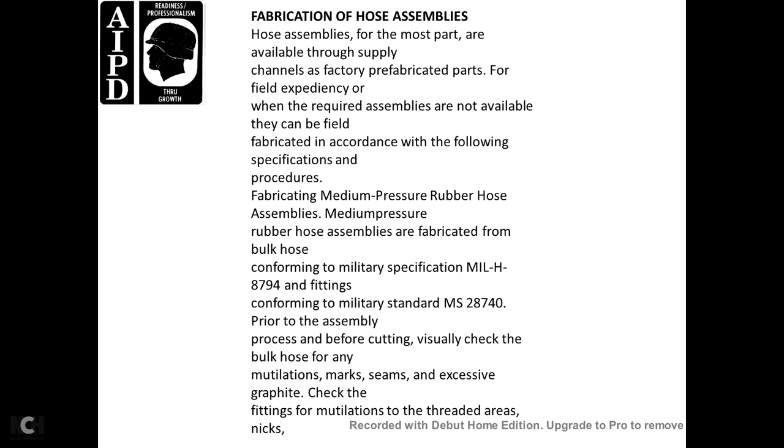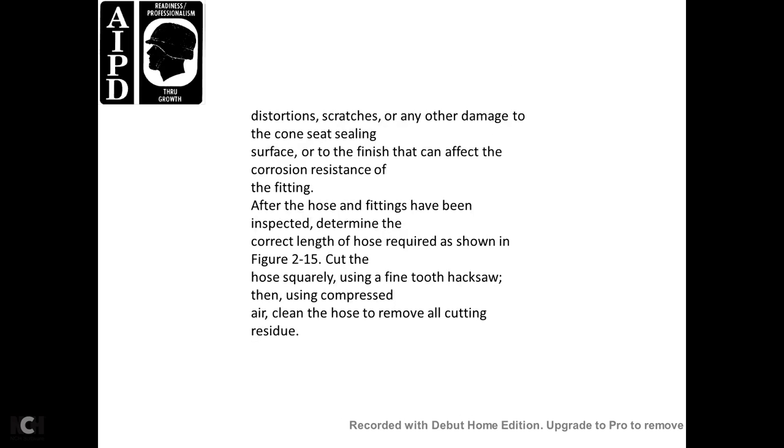Before cutting, visually check the bulk hose for any mutilation, mark seams, and excessive graphite. Check the fittings for mutilation of threaded areas, nicks, distortion, cracks, and any other damage that can affect the sealing surface finish or the corrosion resistance of the fitting. After the hose and fittings have been inspected, determine the correct length of hose required as shown in figure 215. Cut the hose squarely using a fine tooth hacksaw, then use compressed air to clean the hose and remove all cutting residue.